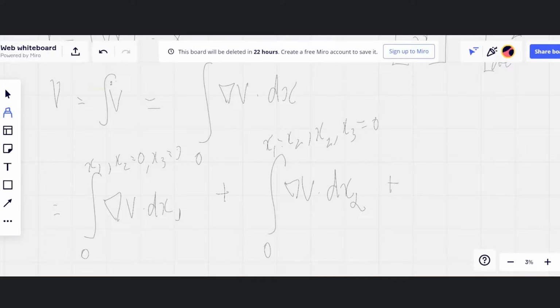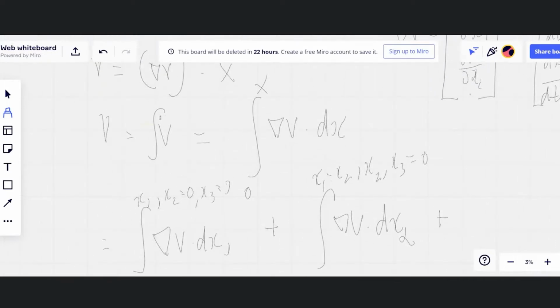The previous state space variables we will not equate to 0, but the variables coming after it we will equate to 0. So this is how we find v.